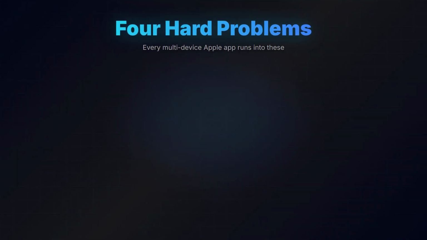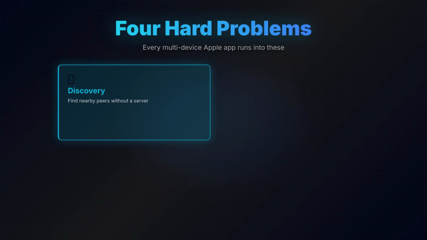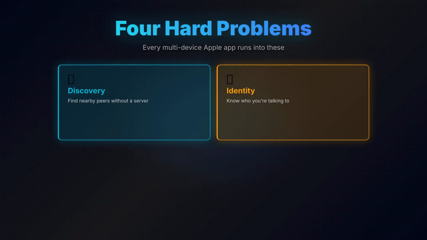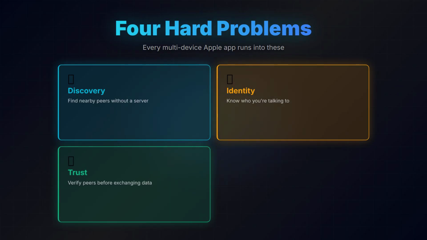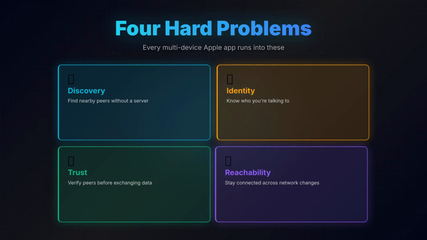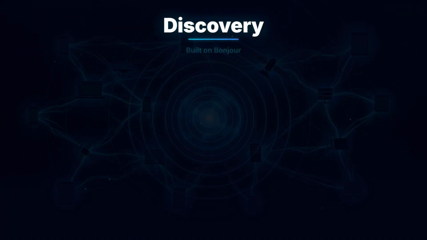So what exactly does Loom do? At its core, Loom is a transport layer for Apple device-to-device communication. It handles 4 hard problems that every multi-device Apple app eventually runs into. First, discovery. How do you find other devices nearby? Second, identity. How do you know a device is who it claims to be? Third, trust. Should this device be allowed to connect? And fourth, reachability. What if the devices are not on the same network? Loom solves all 4. Let me walk through each one.